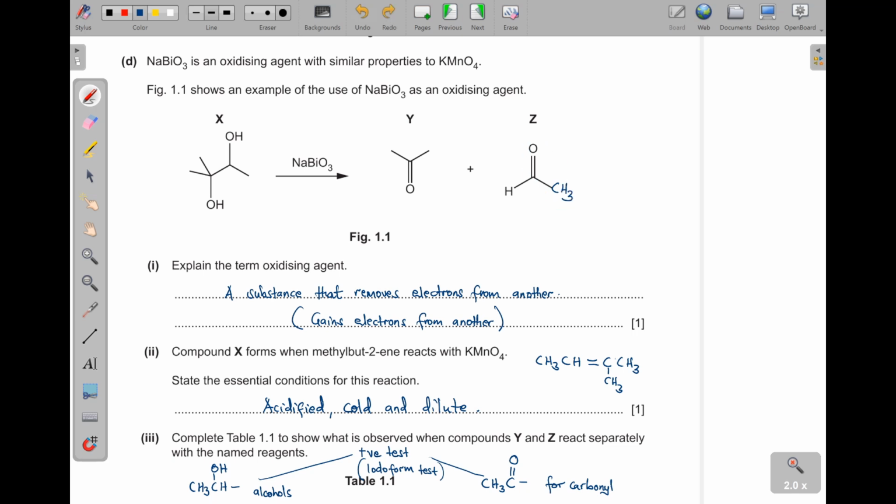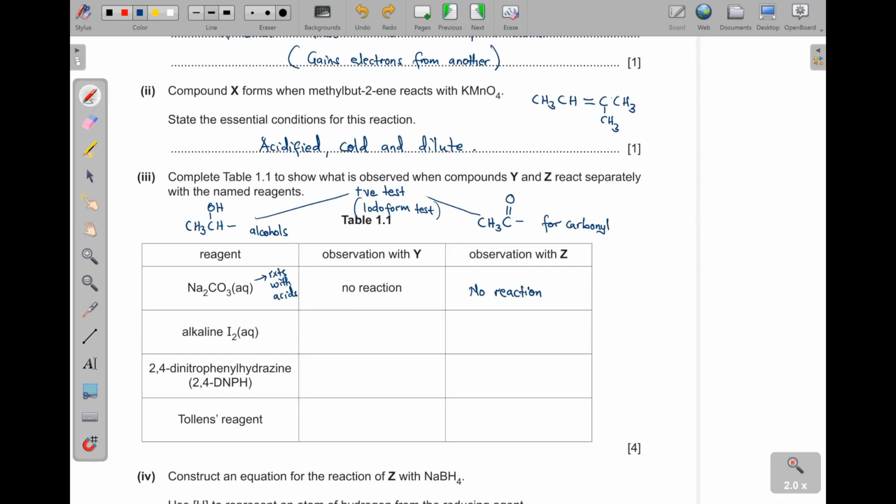And also Z will give a positive test, because this is CH3 here, then CO, just like I said that ethanol gives the positive test. So we shall see a yellow precipitate. It is the same thing that is going to be here with Z. So I'll just put the same, as simple as that.